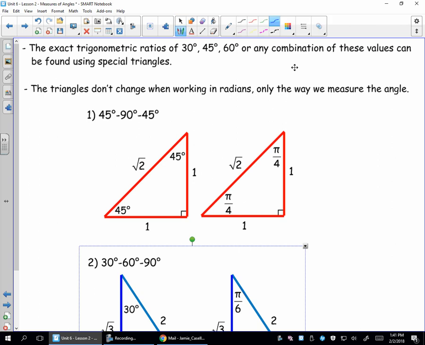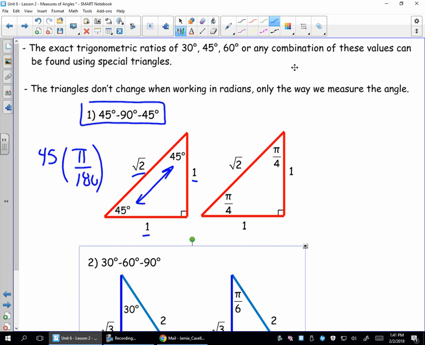And so our new special triangles, we'll start with the nice one, the 45, 90, 45 one. We'll have our same side lengths, 1, 1, and root 2. And we used to have 45s. Okay? But if we take that 45 and we do our pi over 180 bit to change it to radians, that comes out to pi over 4. Okay? So this is going to be our new triangle, this one here, in radians. Same side lengths, but our angles are now pi's over 4, quarter pi's.